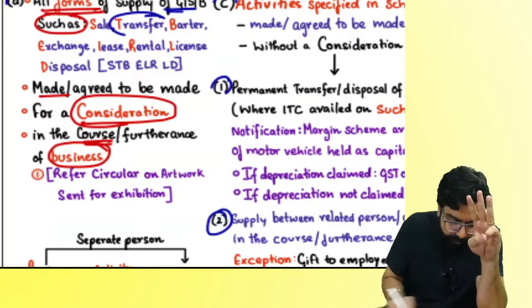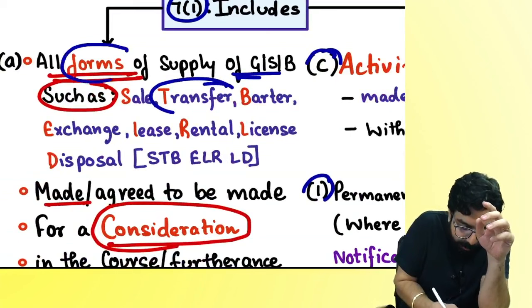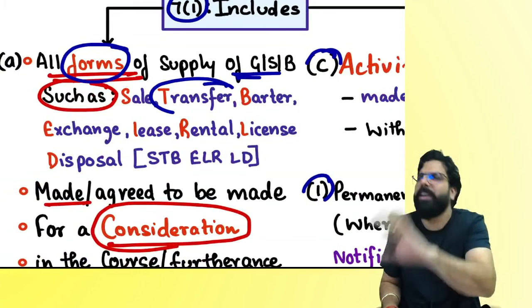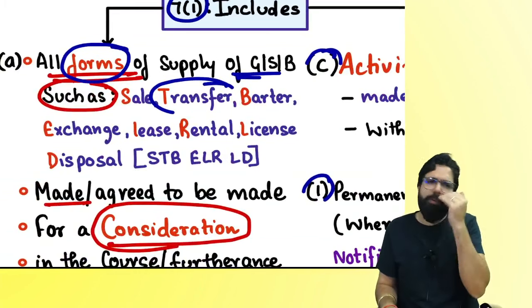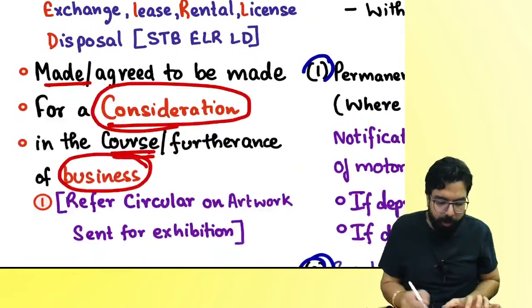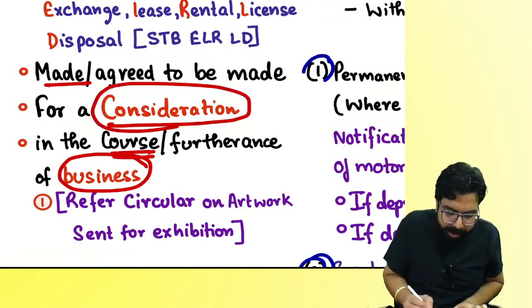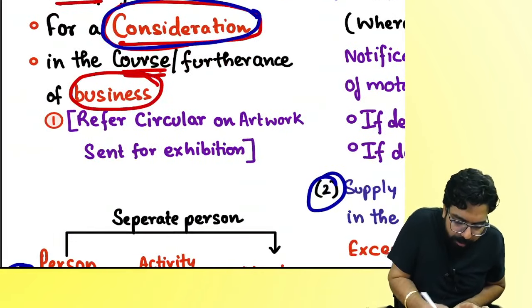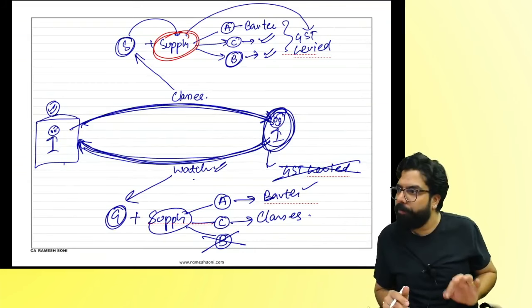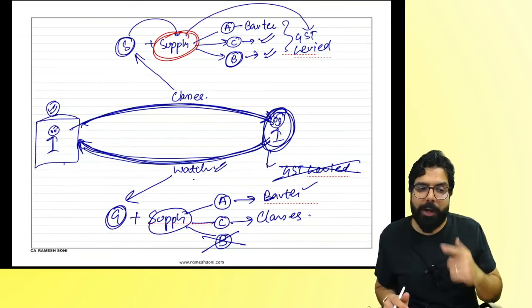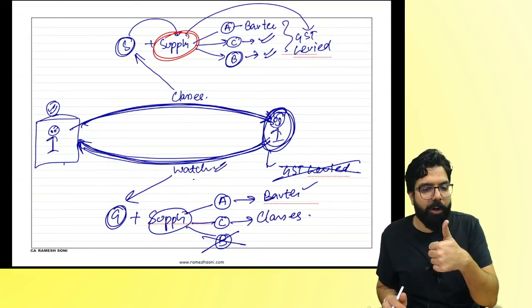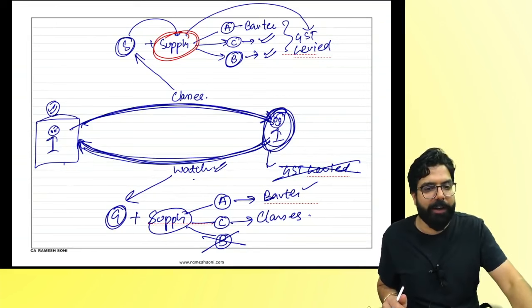Did you understand what three things should be there? Number one, it has to be an activity. All forms of supply means all activities are included, whatever name you give. It should be for a consideration, and it should be in the course of your business. Is this clear to all of you? Shall I repeat? Can we go ahead?